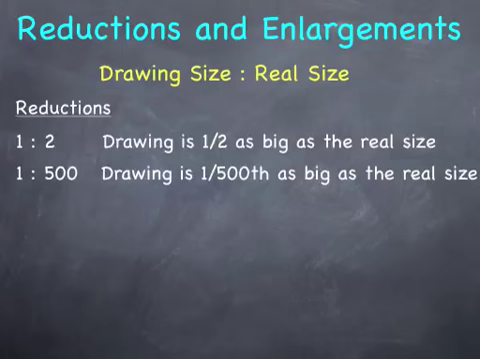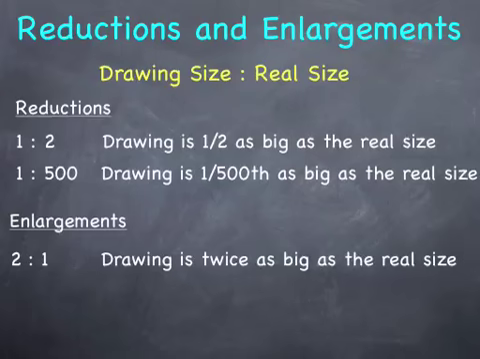That's reductions. Let's look at enlargements now, the opposite case. Enlargements are things like in a microscope, when you're blowing things up, enlarging them so you can see them clearly if they're small. So 2 is to 1. In this case, the drawing size is 2 and the real size is 1. So the drawing size is twice as big as the real size, or double.